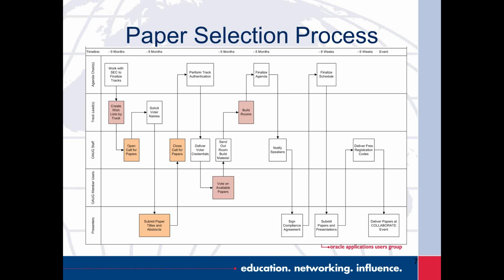The next thing that happens is we do, for 7 to 10 days, open up all of the conference paper submissions for voting. Individuals can go in, they read the title, they read the abstract, but they cannot see the name of the presenter or the company of the presenter.